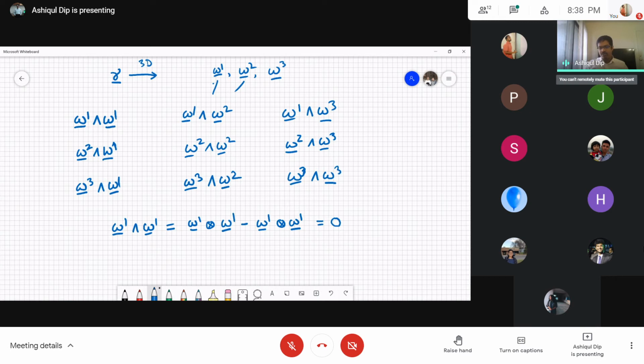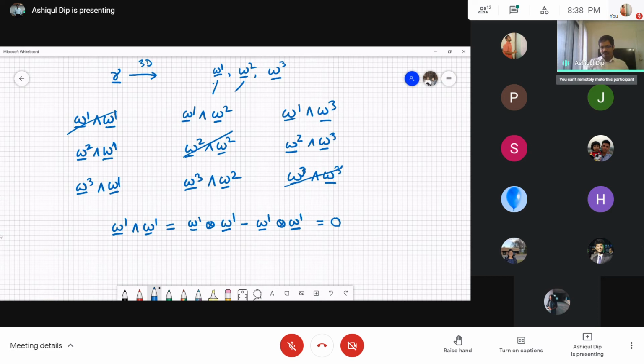So how many of these nine things will go away? Three. Which ones? This one already isn't there anymore now. Yeah, the diagonal elements: 22 and 33.